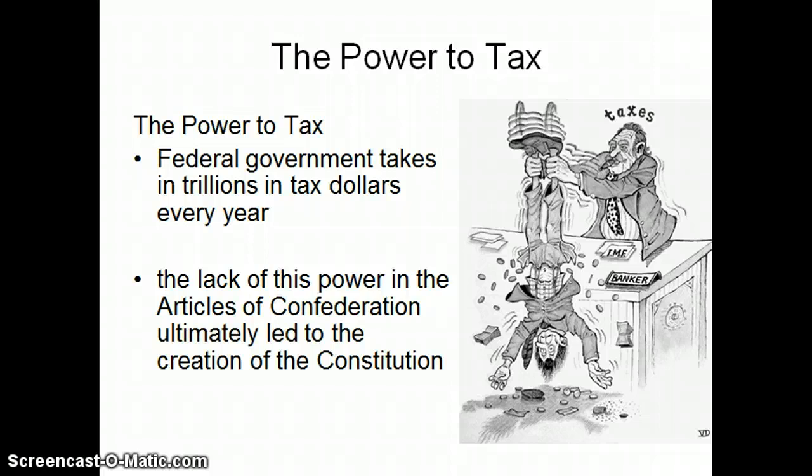First express power that we're going to look at is the power to tax. And obviously it's one of the biggest express powers. The federal government takes tons of money from us every year, so it's one of the more important ones.